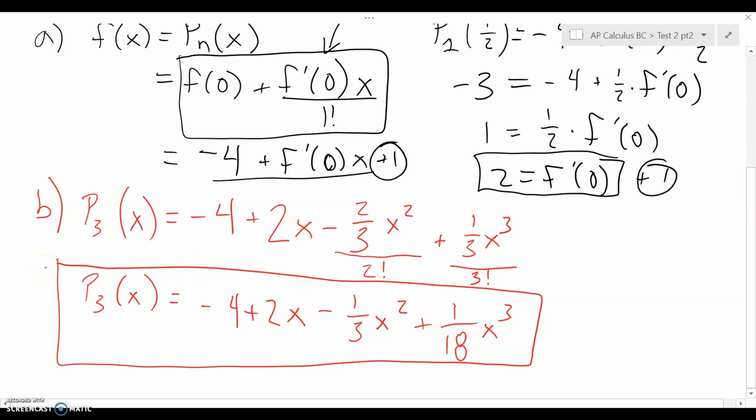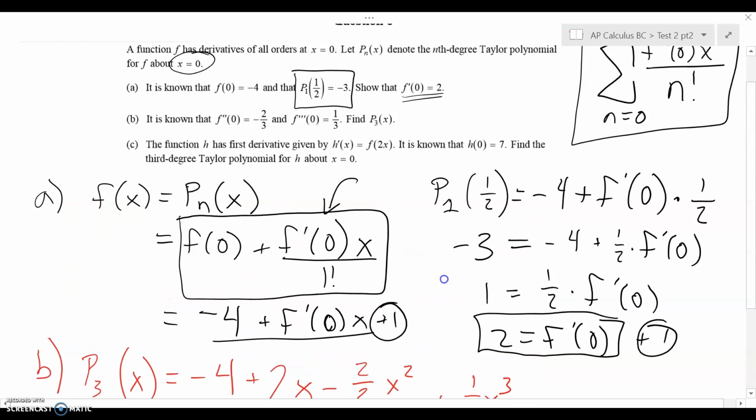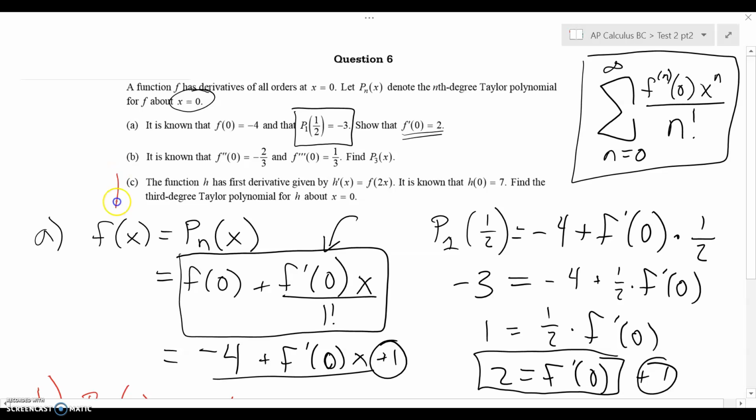And this one ends up being worth 3 points. The way they break the 3 points out is you get a point for the first 2 terms, and then you get a point for the third term and a point for the fourth term. So kind of an odd point breakdown, but that's how they chose to do it. So 2 points on the first one, 3 points on the second one, which means our last part of the problem, part C, is going to be worth 4.